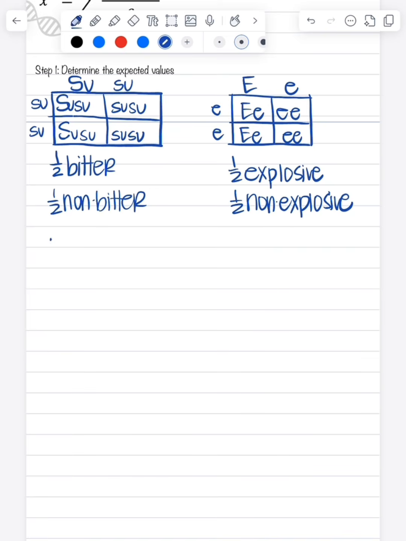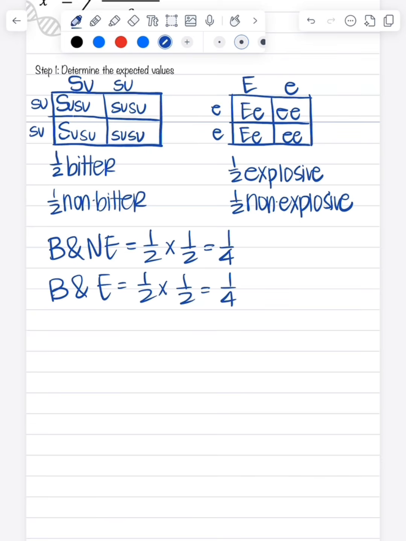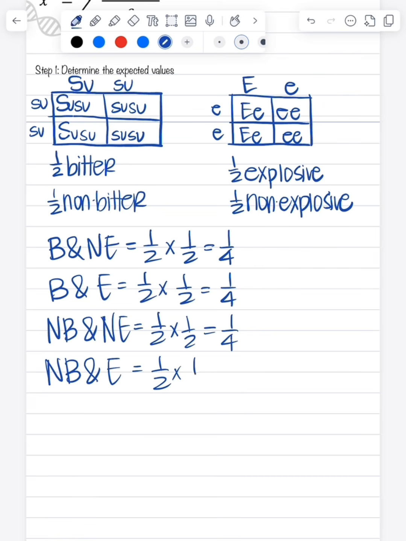Now we have to put these 2 different phenotypes together to figure out our bitter and non-explosive. So half of them are bitter and half of them are non-explosive. So 1/2 times 1/2 gives us 1/4. And we'll do the same calculation for our other 3 different phenotypes. And so after we do this, we're going to see that we have a 1-to-1-to-1-to-1 ratio. And so 25% of each of them.